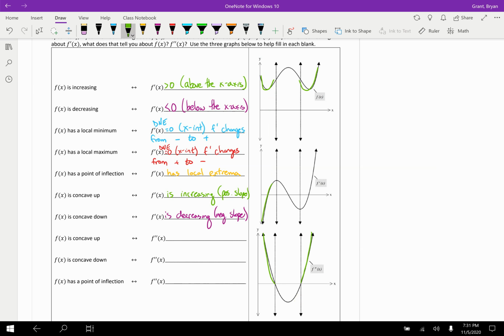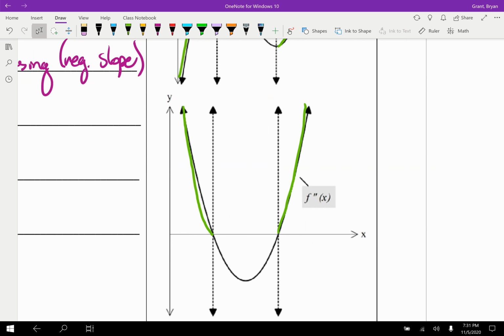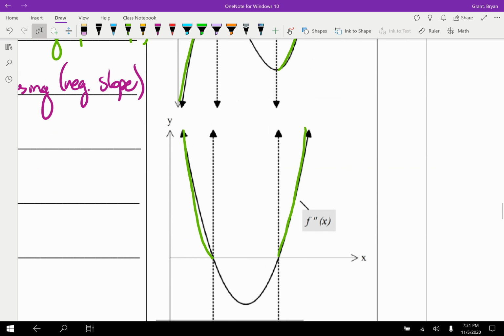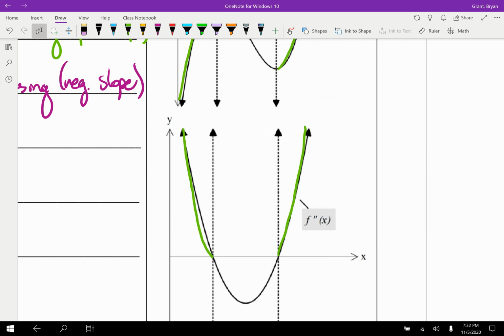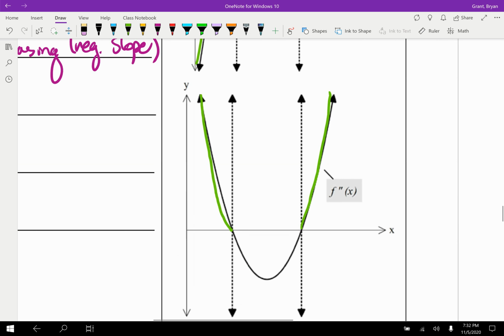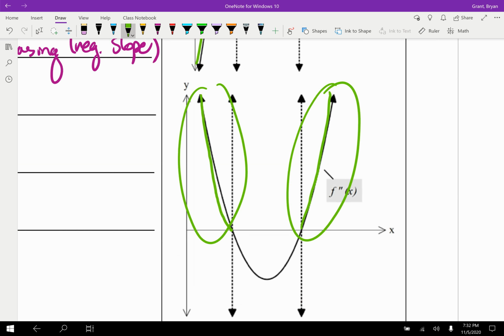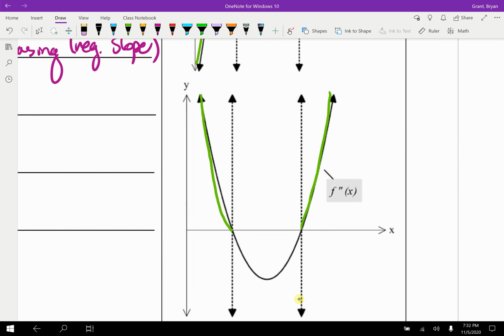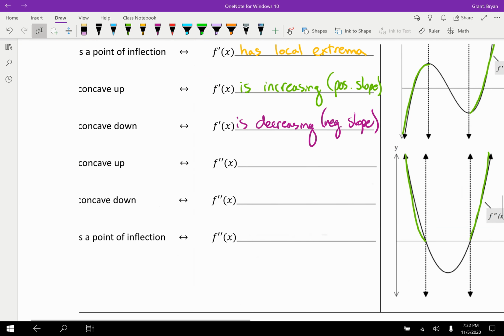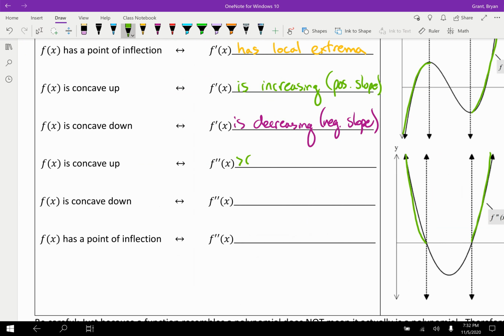Again, actually, I'll even re-greenify these guys right here. So what does that look like on f double prime? Well, now it's not about slope. Up here is about slope. On f double prime, it's about the location. F double prime is positive, above the x-axis, for each of these. So if you were given a graph of f double prime and said, what does that tell you about f prime? You'd say, oh, both of these are above the x-axis. That's where f is concave up. Okay, so for f to be concave up, f double prime is greater than 0, which means above the x-axis.